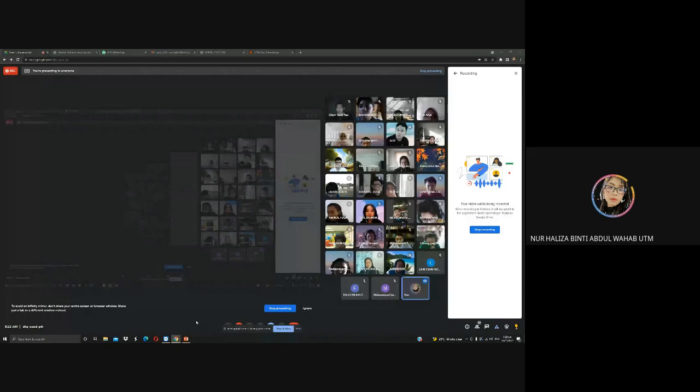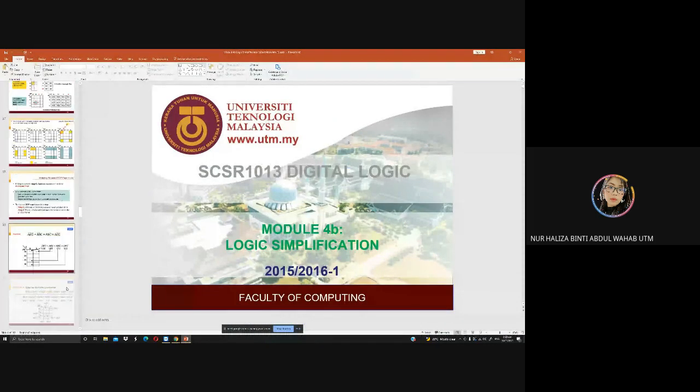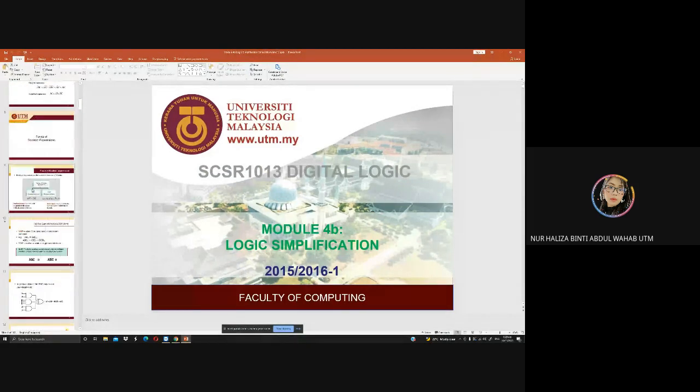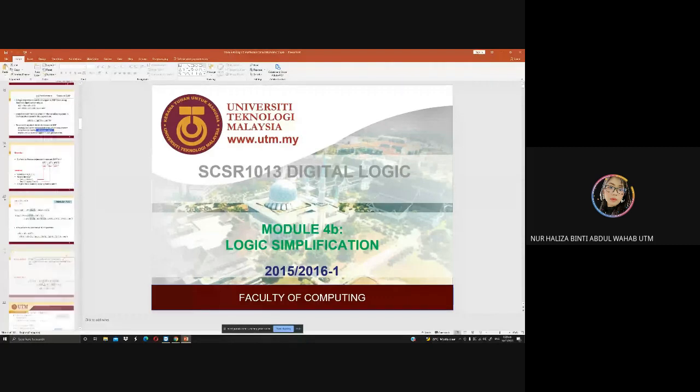I stopped yesterday on how to map the K-maps using the logic I mentioned to all of you. But before we go directly to that part, I prefer to do some recap, because if you didn't understand the K-map yesterday, you cannot proceed with our class today. So let me recap a bit on K-maps.